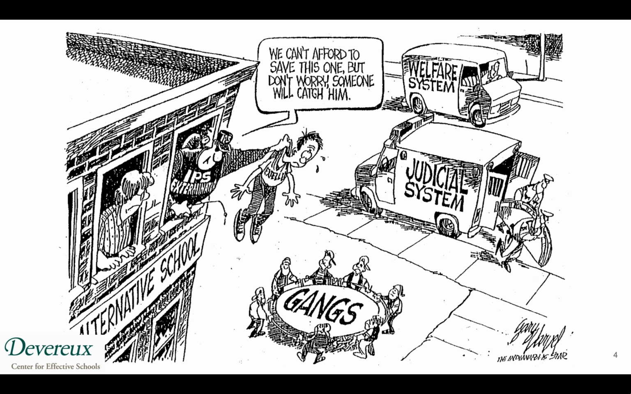Unfortunately, this graphic shows the consequences of the current behavioral systems we have in our schools. When we discipline to punish and not to teach, our students end up in systems that don't teach the appropriate lagging skills, and guess who is there to catch them when they fail? Gangs, welfare, and judicial systems.